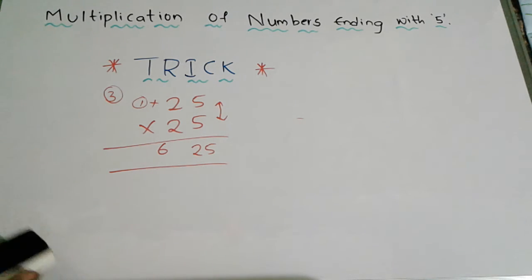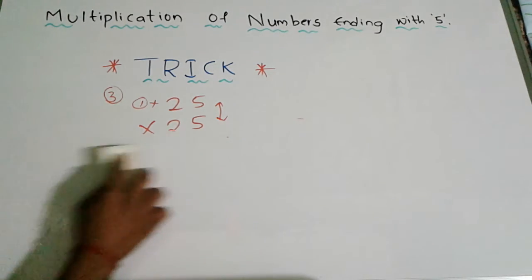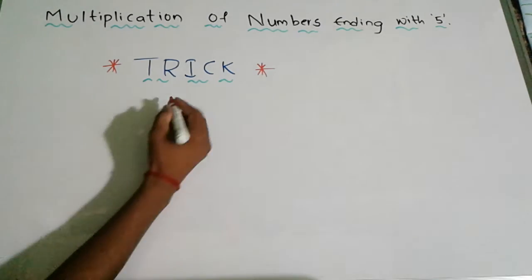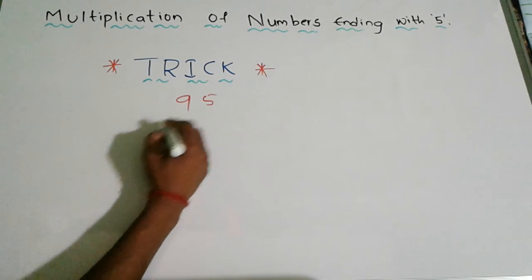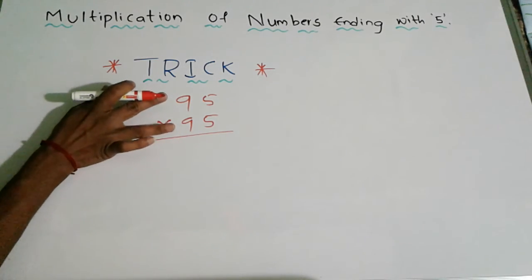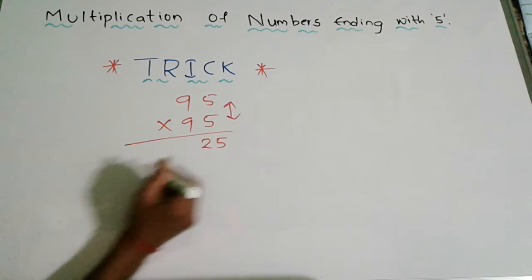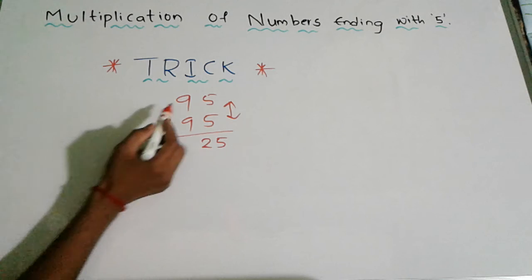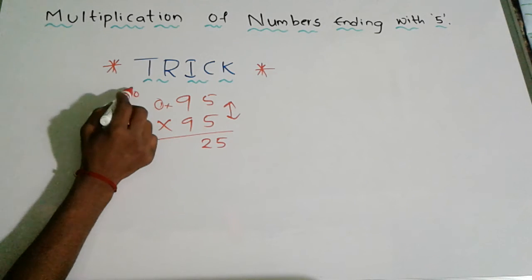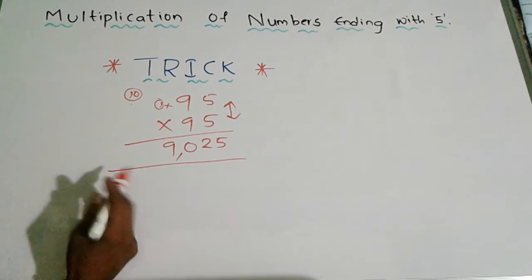Okay guys, I'm taking another example. 95 multiplied with 95, right? Here the two numbers are similar and ending with 5, right? So you have to write 5 5s are 25, and next you have to add 1 to any number. I'm adding 1 to this number, which gives us 10, right? 10 9s are 90. So our final answer is this.